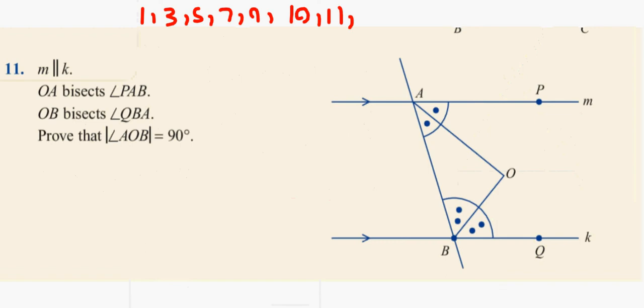Okay, so let's have a look at this. OA, M is parallel to K. Okie dokie. And OA bisects PAB. You can be angle 1, you can be angle 2, you can be angle 3, you can be angle 4, you can be angle 5. Prove that AOB is 90 degrees. So what's AOB? A to O to B. So prove angle 5 equals 90 degrees.